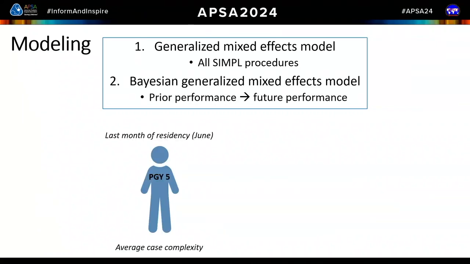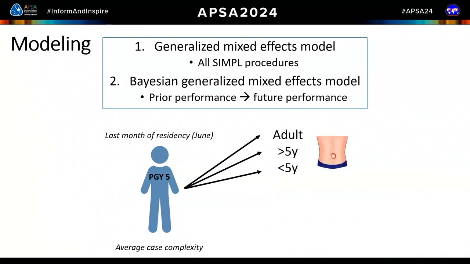The model was set to predict the likelihood of a PGY5 resident achieving a practice-ready or meaningfully autonomous standard in their last month of residency for a procedure with an average case complexity. And we then generated model predictions for residents performing open umbilical hernia repairs in an adult and in pediatric patients grouped into either greater than 5 years old or less than 5 years old.